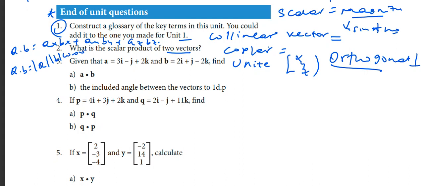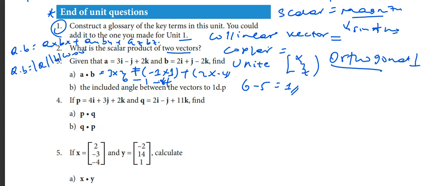Number 3, given this 3i minus j plus 2k and 2i minus this, what is a dot b? A dot b is 3 times 2, plus negative 1 times 1, plus 2 times negative 4. This is 6 minus 1 minus 8. Therefore, negative 6 minus 5... sorry, therefore this is equal to 1.